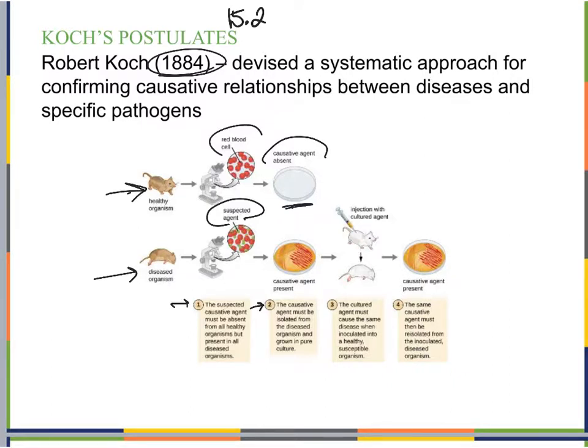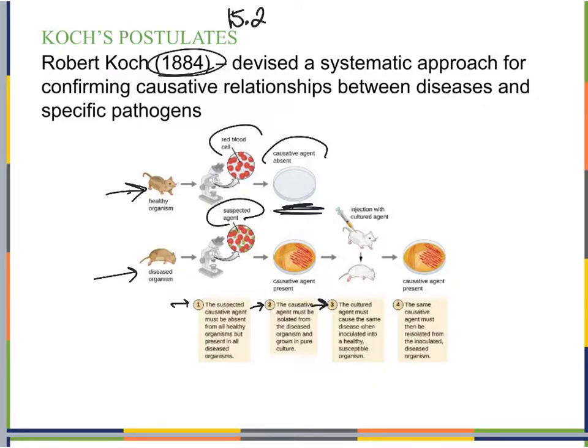Now, the causative agent must be able to be isolated from the organism, and then you have to be able to take that, so a blood sample, for example, and apply it to a pure culture, an agar plate, and then it has to be able to grow. And it has to not grow in the one that doesn't have the disease, the one that looks healthy, and we don't see this causative agent.